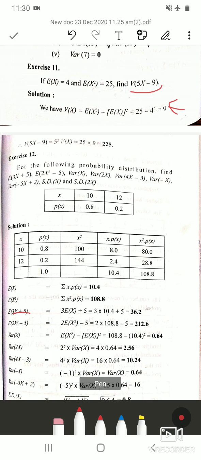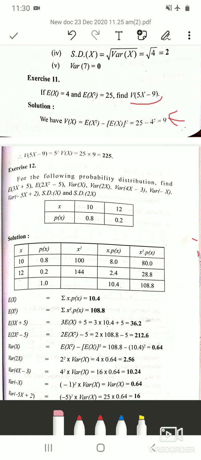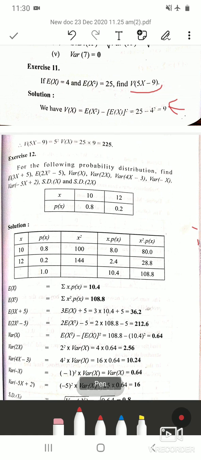So if we were not aware of the result, then how we would have solved this is, we have x and then find out 3x, that is 3 into 10 and 3 into 12, and then we have to add 5. There would be another table, that is 3x plus 5, and then we used to multiply with the probability and then take the summation. So it would be a long method. Instead of that, by using the result, we can directly solve such problems by just knowing the expectation value. So therefore expectation of 3x plus 5 is 36.2.